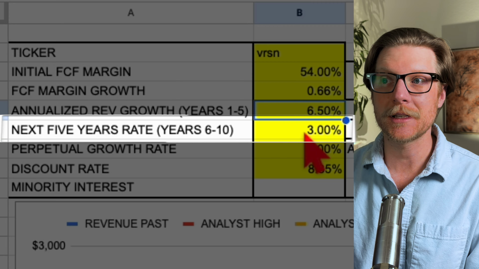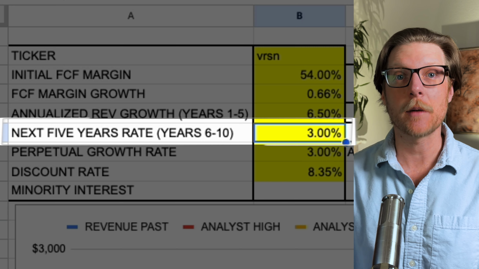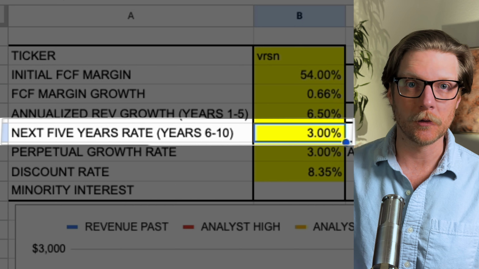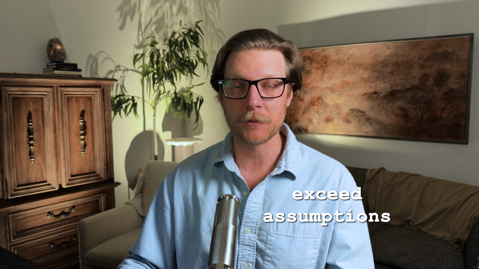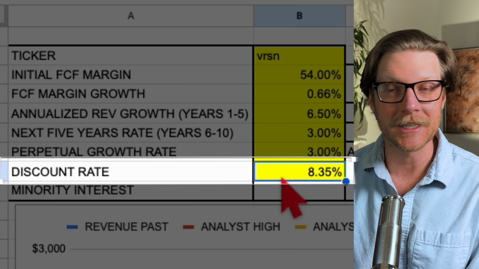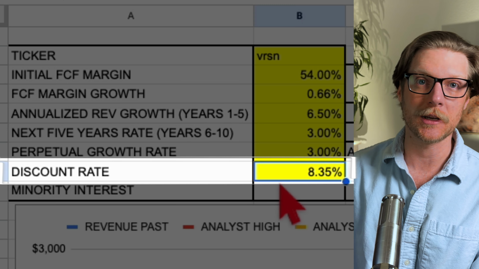6.5%. For years 6 through 10, it is very difficult to find analyst projections. So I typically will use a value that is conservative. In this case, I'm going to use 3%. That's roughly equal to inflation. I think that Verisign will be able to increase its revenue at least by inflation going forward. So as long as I set the bar low enough on my list of assumptions, then it is likely that they will be able to exceed my assumptions, which then gets me a greater return than my minimum discount rate, which is 8.35% per year.